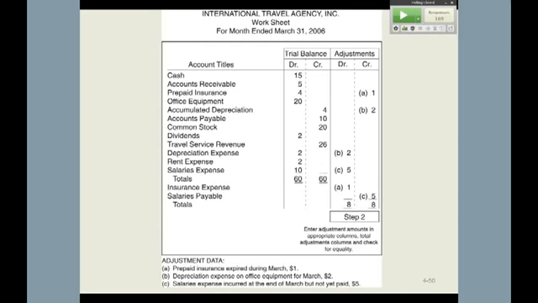When you look up at the trial balance, and this one, by the way, is lined up properly, it'll tell you that you've got prepaid insurance of 4.